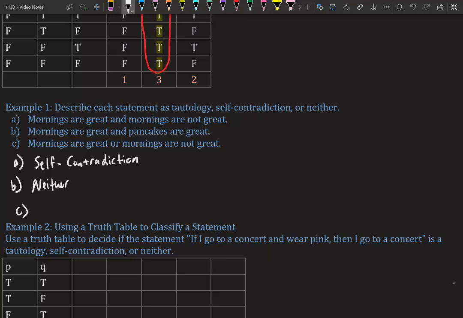And then for C. Mornings are great or mornings are not great. That's a tautology. That is always true because there's no in between. Either you think mornings are great or you think mornings are not great. There is no in between there. So no matter how you spin that, it's always going to be true because there's no other way to feel about it.